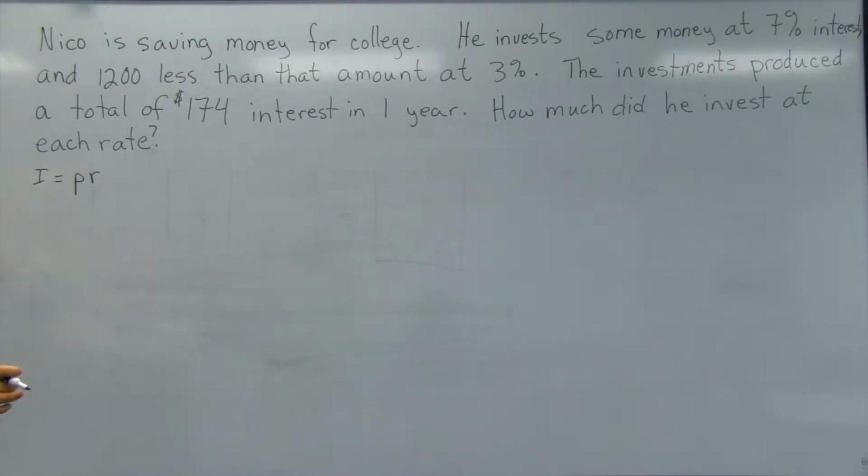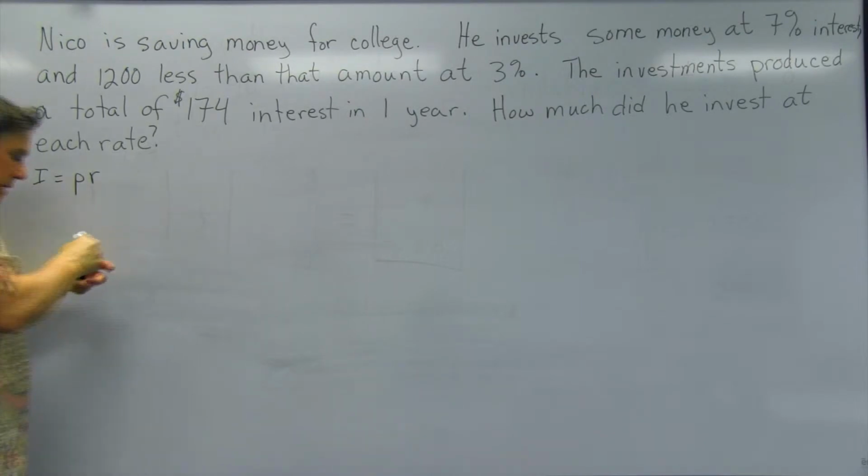Okay, so let's read the problem now. Nico is saving money for college. He invests some money at 7% interest and $1,200 less than that amount at 3%. The investments produced a total of $174 interest in 1 year. How much did he invest at each rate of interest? So again, we've got two things coming together to produce a total sum at the end.